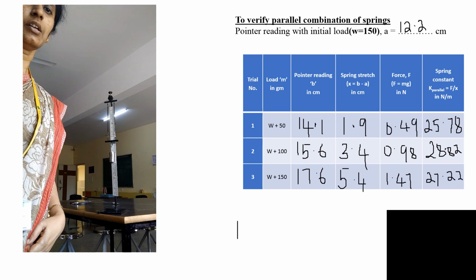So K parallel experimentally comes out to be the average of all the values: 25.78 plus 28.82 plus 27.2 divided by 3. So K parallel comes out to be 27.27.